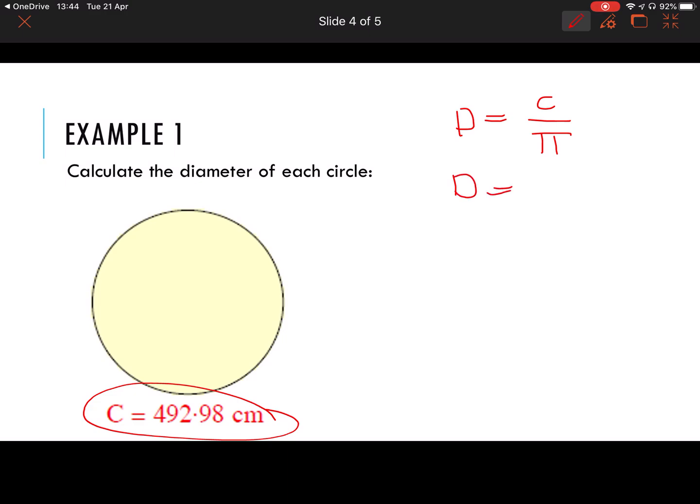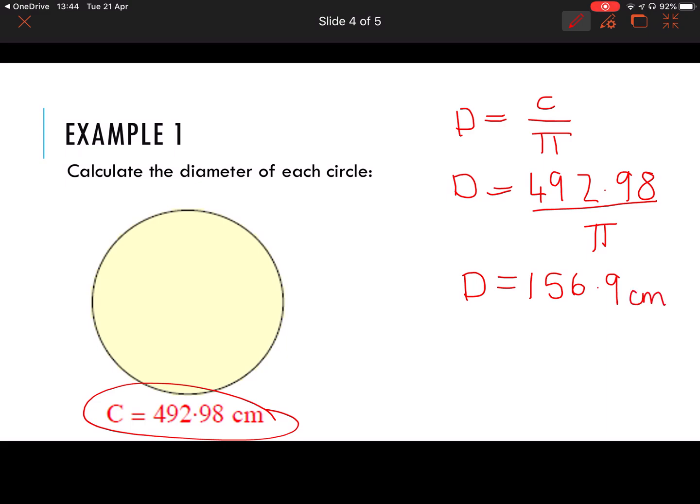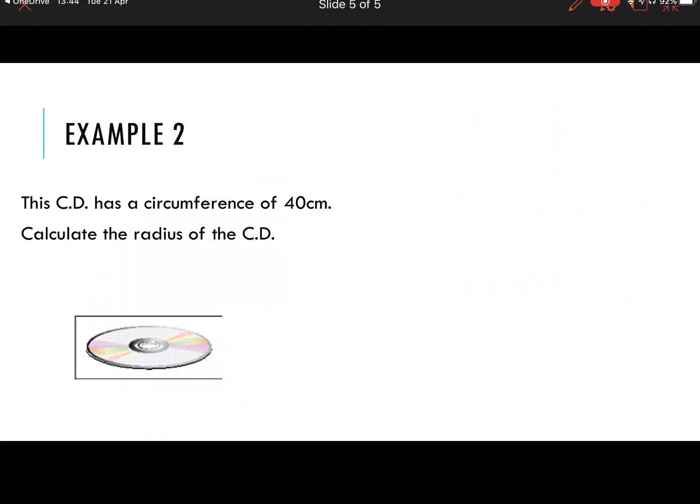Next line, substitution, 492.98 divided by pi. Popping that into our calculator, we get 156.9, and if the circumference is measured in centimetres, then the diameter is also measured in centimetres. Okay, so it's just a new formula for us to use here.